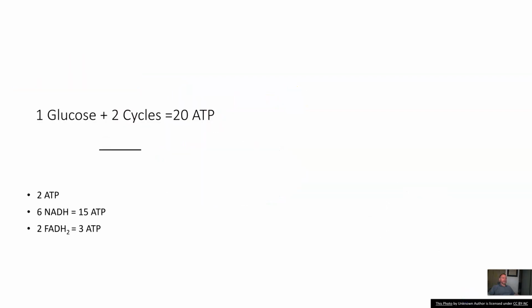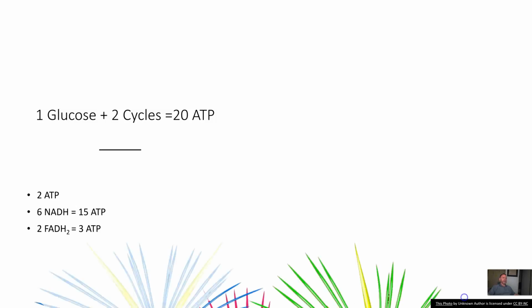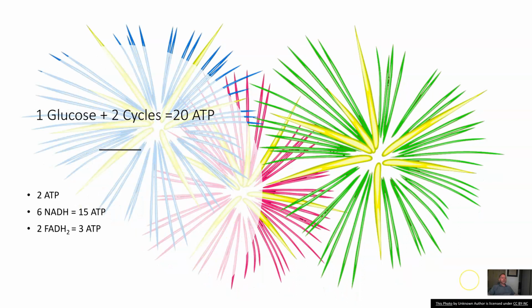So what do we get out of this? We get 1 glucose, and 2 cycles gives us 20 ATPs. And how do we get them? We get 2 ATPs directly, we get 6 NADHs, which convert into 15 ATPs, 2 FADH2s, which convert into 3 ATPs, and that gives us the energy we need.